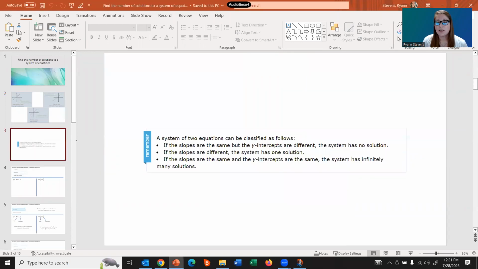So this is going to be a good key that we're going to use when we're looking at these systems of equations for practice. A system of two equations can be classified as follows. If the slopes are the same, but the y-intercepts are different, there will be no solution. If the slopes are different, this system is going to have one solution. So if there's one solution, we really need to just look at the slopes, and if they're different, that means there is only one solution. If the slopes are the same and the y-intercepts are the same, this system is going to have infinitely many solutions. So let's look at some examples of this.